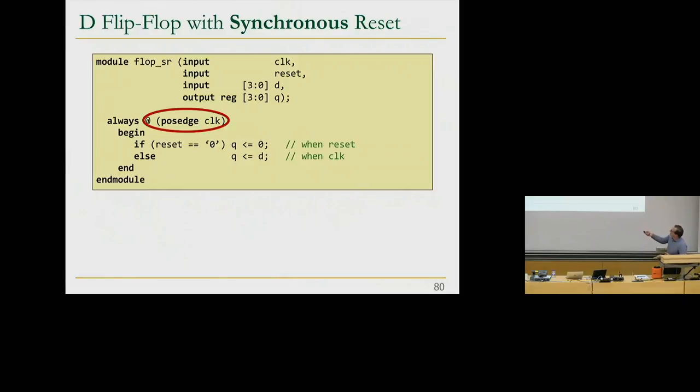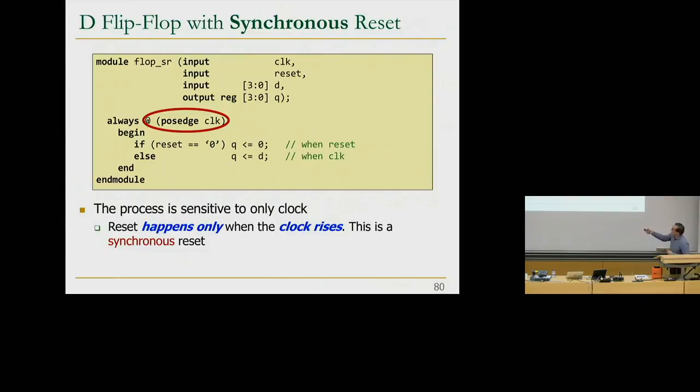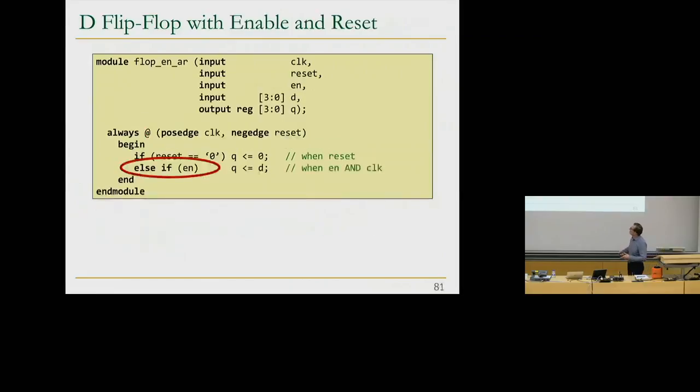Okay, so basically if the reset is 0 here, reset happens only when the clock rises. If the reset changes when the clock doesn't change, then this reset doesn't take effect, because the always statement doesn't get executed if the clock doesn't change, right? From 0 to 1. So this is synchronous with respect to clock. Okay, so let's take a look at some other signal, the enable signal.